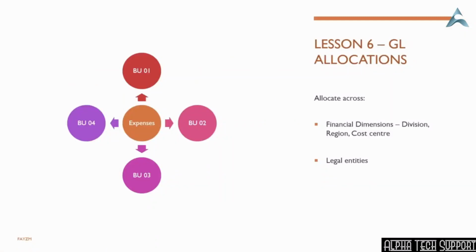Just to recap, in this lesson you've learned about the GL allocation process that a company does, as to why you would need an allocation process, what are the kind of expenses that typically form as a common or overhead kind of expenses which you need to further allocate down to the other financial dimensions like business unit, cost centers, departments, or other financial dimensions that could exist within your company.